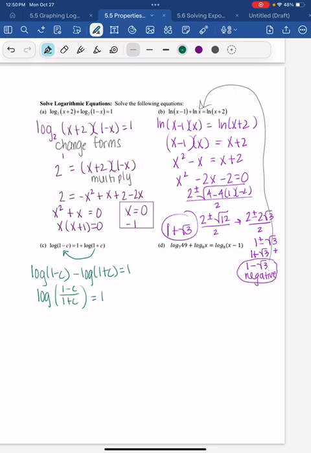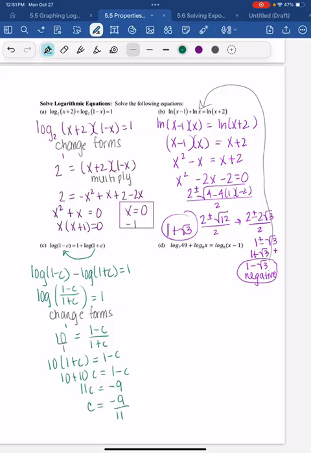And now I have a log equal to a constant. So now I'm going to change forms. And don't forget the base is 10. So this is going to become 10 to the first equals 1 minus c over 1 plus c. It's the same thing as 10 over 1, and now I'm going to cross multiply. So I'm going to get 10 times 1 plus c equals 1 minus c. Subtract 10, you get -9.